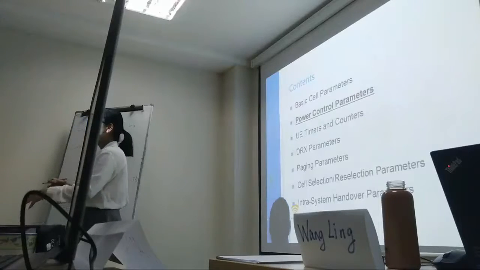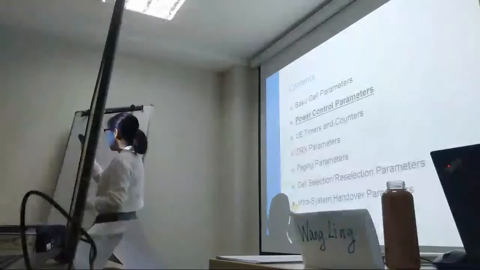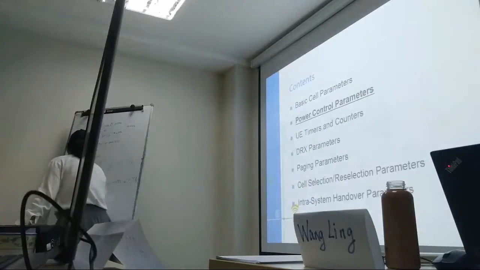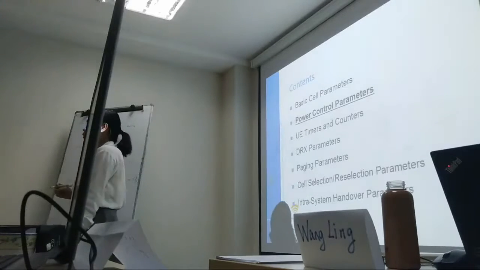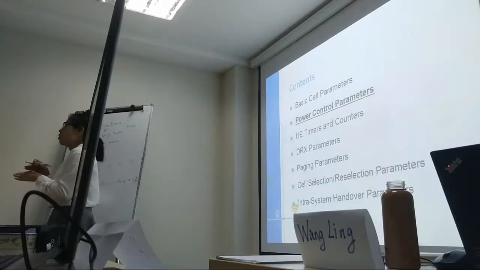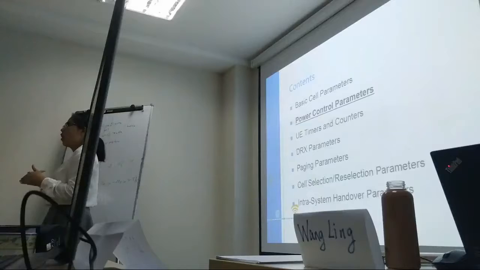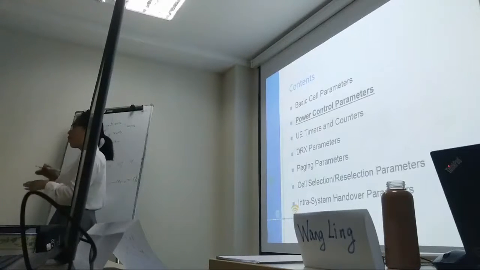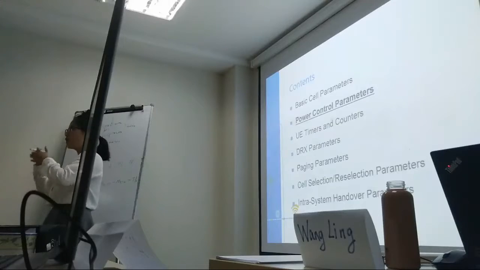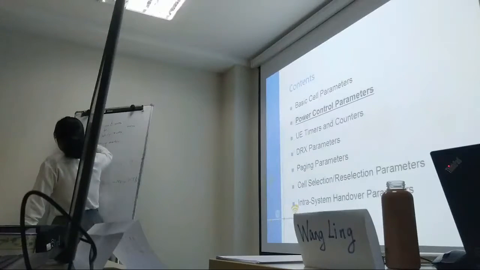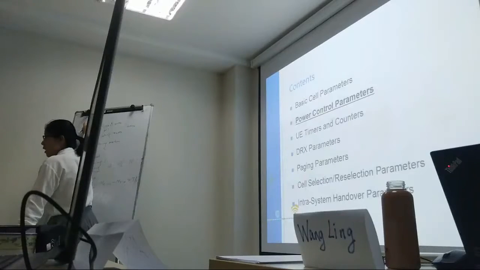If one secondary cell cannot meet the requirement, this requirement is A2. If the serving secondary cell's RSRP is lower than one threshold, I will report to the eNodeB, and the eNodeB will delete it. So this is the secondary and the primary cell.